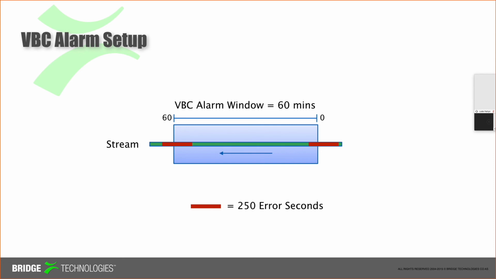So now, as you can see, the errors on the left have almost exited the 60-minute alarm window. But now we've had 150, nearly 200 errors appear in the alarm window at the left. In other words, just now. So in total, looking at the alarm window, the VBC can see more than 250 error seconds. But we've had a huge clear period in the middle.